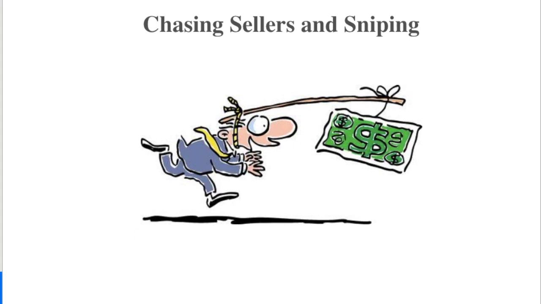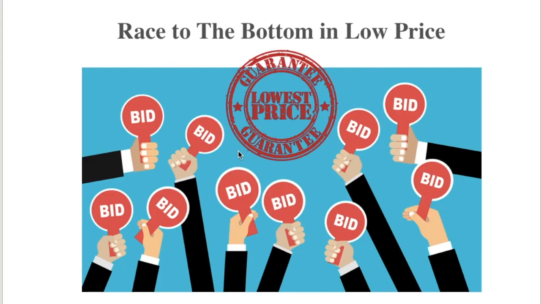So what's next? Race to the bottom in low price. Everybody is listing the same garden frog out there. Buy from me, I'm the lowest price guarantee, I'm the top seller, and all those sorts of things. Everybody is the lowest price out there. Guys, why would you need to be one of the gang? You don't need to be one of the gang. Be one of the ideas.